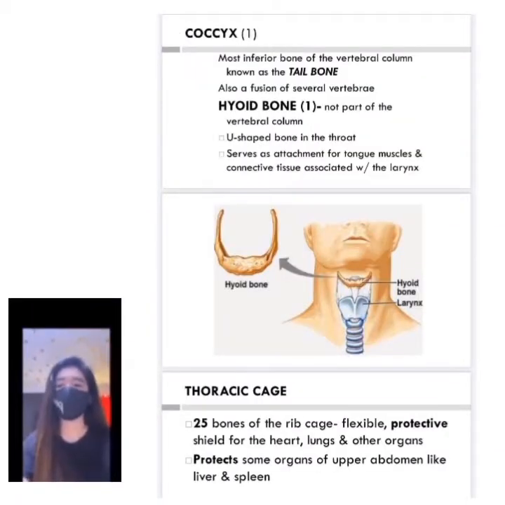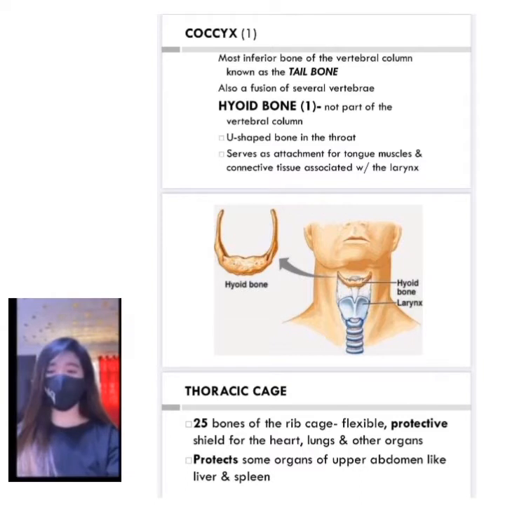The coccyx is the most inferior bone of the vertebral column, known as the tailbone. It is also a fusion of several vertebrae, and the hyoid bone is not part of the vertebral column. The hyoid bone is a U-shaped bone in the throat and serves as an attachment for tongue muscles and connective tissue associated with the larynx.